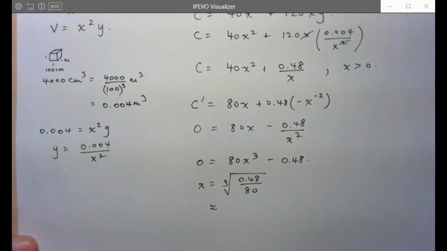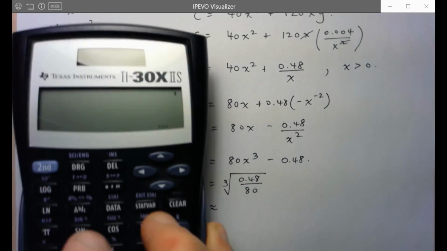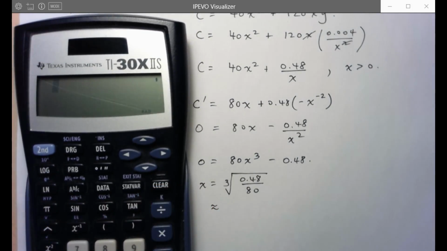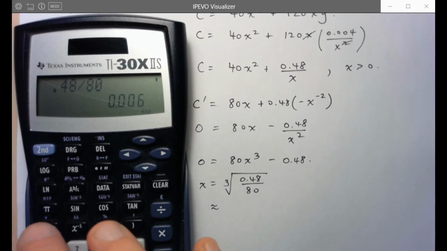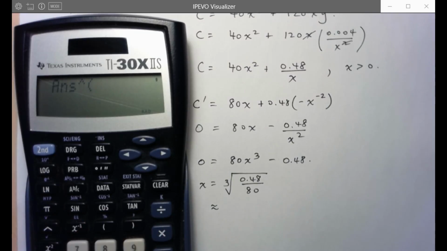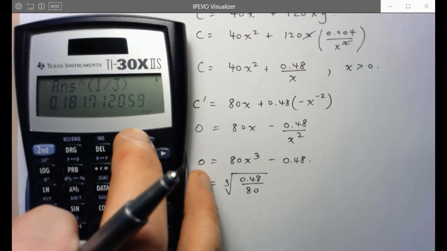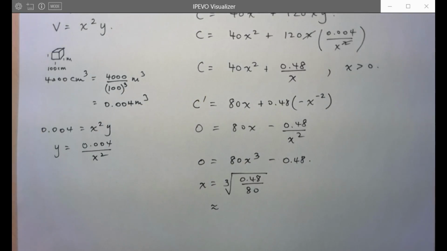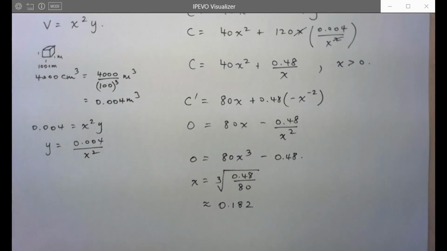Okay, so that's approximately equal to, let's put that in here. So we've got 0.48 divided by 80. All right, and now we're going to take that to the exponent of 1/3, and that gives me 0.182. I guess I'll keep 3 decimal places, 0.182. All right, now this is my only critical point.